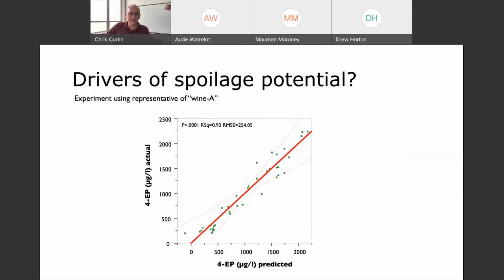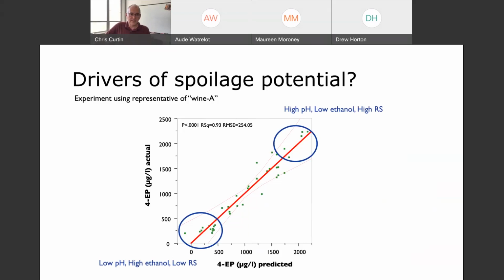And what we really care about is, well, why are some samples very low in 4EP and some are very high? They've all been incubated at the same temperature for a month, all inoculated with the same Brettanomyces strain. These samples at the bottom are characterized by having a lower pH, higher ethanol content, and low residual sugar. And the flip side is true of the wine samples that had gone more Bretty. They were higher in pH, had a lower ethanol level, and contained more residual sugar. In this case, about 5 grams per litre, as opposed to the low being 0.5 grams per litre.